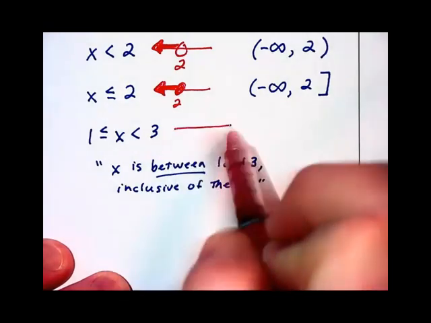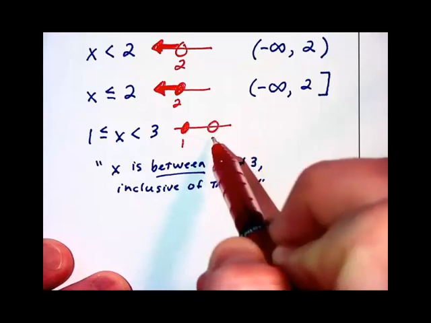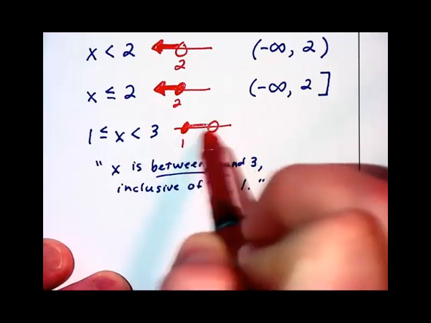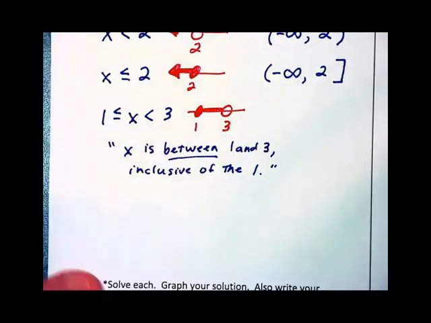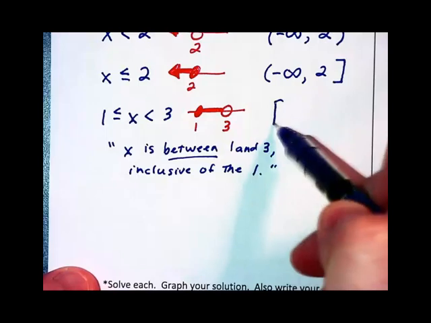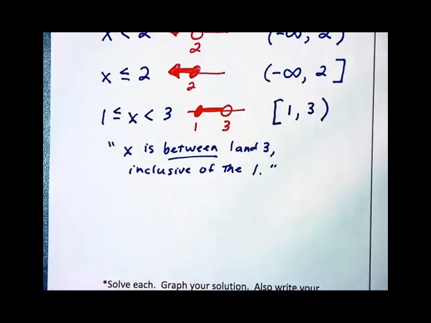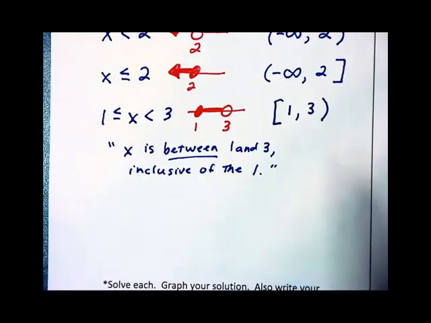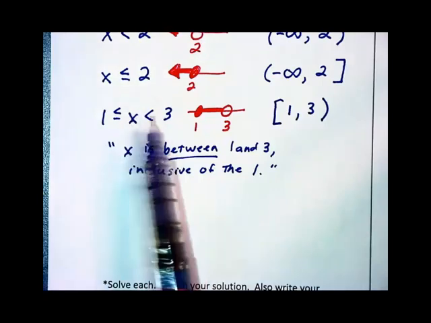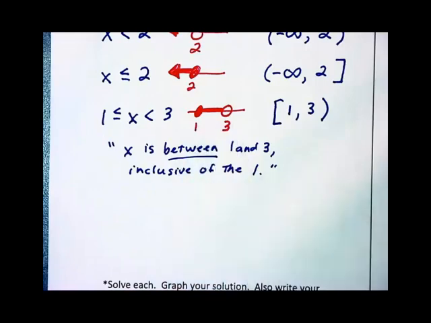On the number line, we would have a filled in circle at the 1 and an open circle at the 3, and we would shade between those two numbers. In interval notation, we would have a bracket on the left and a parentheses on the right to represent the fact that we're including that left-hand boundary but not including the right-hand boundary. And you could mix and match all the equal to's and not equal to's in the solid dots and the open circles in all the different patterns you wished.